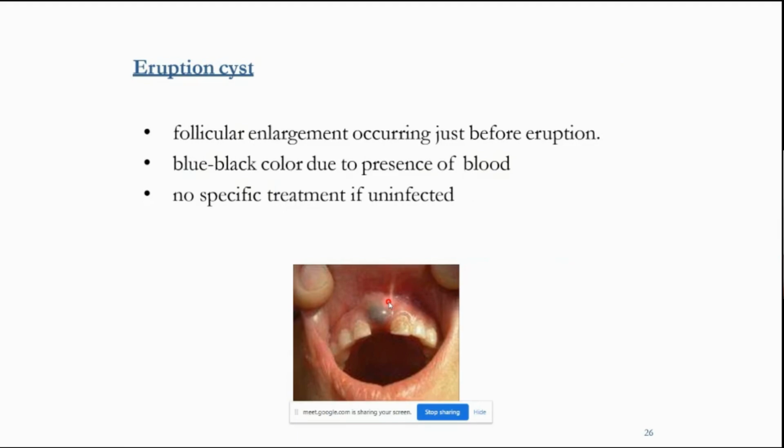But for now, what you must remember is that it's like a small cystic swelling in relation to an erupting tooth. Again, you don't have to do any treatment. The tooth will erupt on its own. Sometimes there will be bleeding within this cystic swelling, and it takes on a bluish appearance, okay?